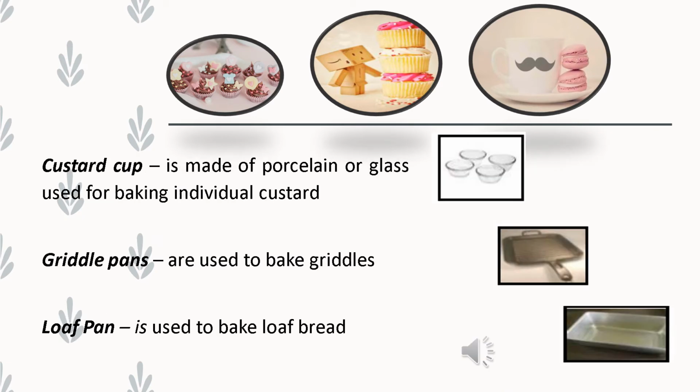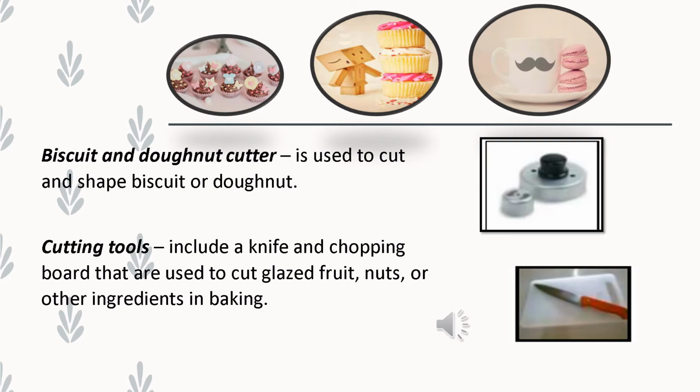Another type of baking wares are the following. Custard cup is made of porcelain or glass used for baking individual custard. Next, griddle pans. These are used to bake griddle types of cakes. Loaf pan is used to bake loaf bread. We are now done with the different types of baking wares. We will now proceed to the other necessary tools used in baking.